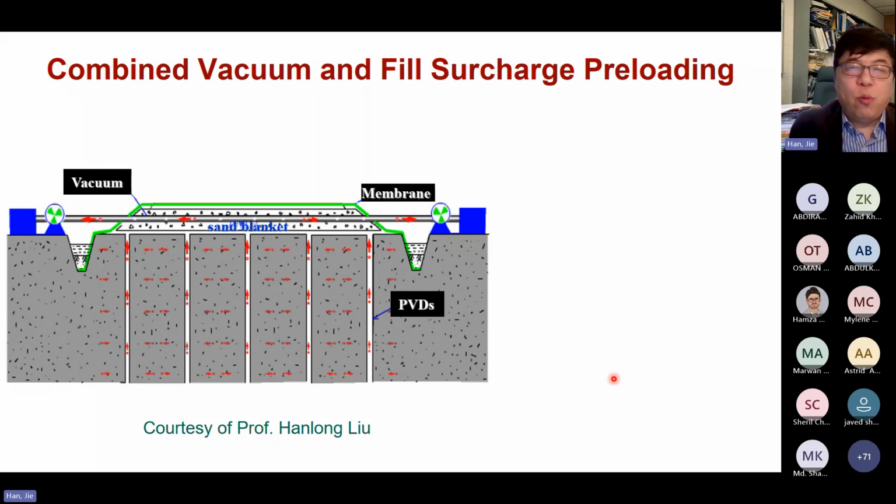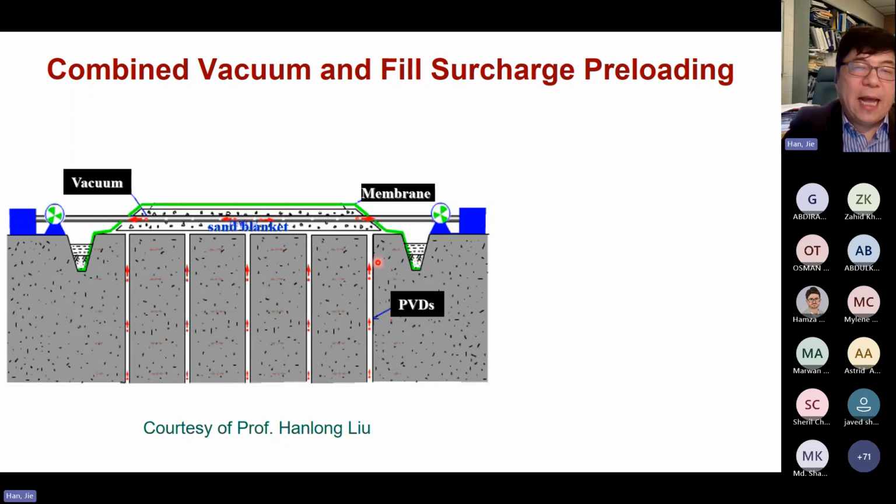The one technology that will work very well is vacuum preloading. Basically, you place the membrane on top of the soil. Below that, typically you have a thin blanket or cushion that allows the water to come out. And those are the PVDs, the prefabricated vertical drains, which basically accelerate the consolidation. As you see in the animation, the water will travel from here, come here, and then go out by the pump.